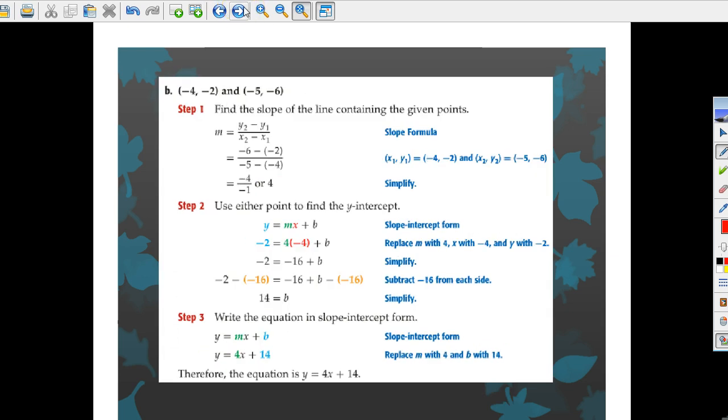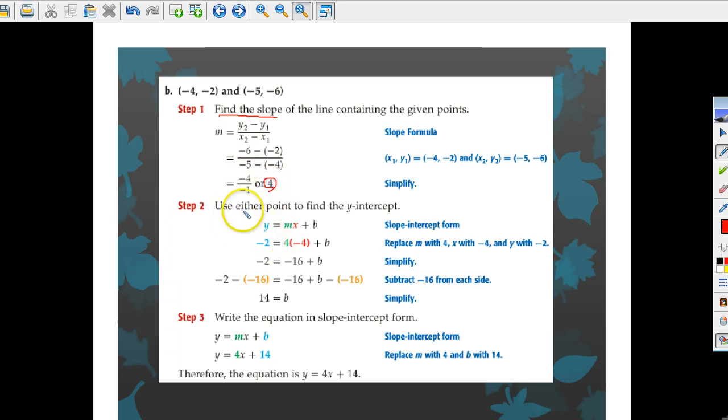Alright, one more problem. So here, first step, find the slope. y2 minus y1 over x2 minus x1. So negative 6 minus negative 2. Remember, minus negative makes a plus. Negative 5 minus negative 4. So now you have negative 4 over negative 1, which is positive 4. The slope is positive 4.